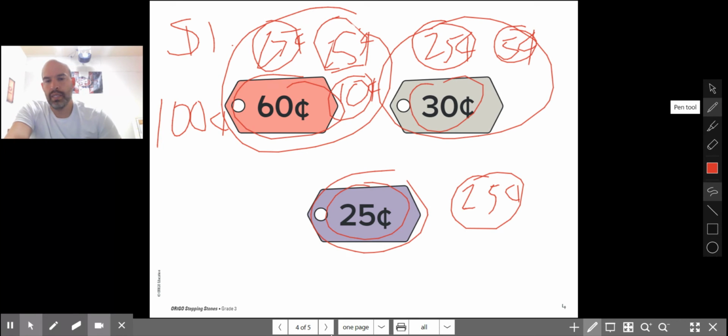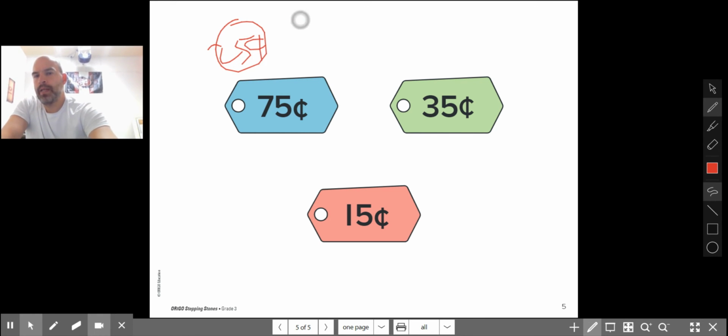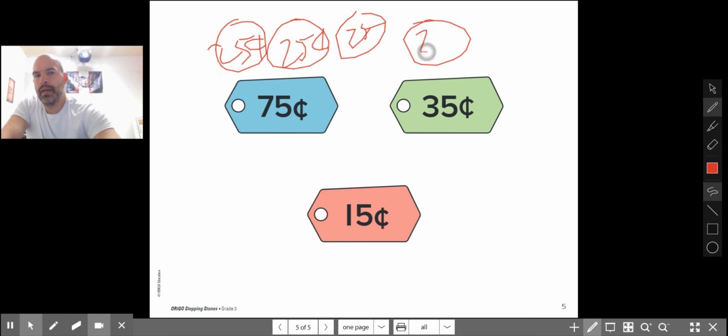All right, let's look at our last slide here. Now we have 3 different price tags, okay? So can I buy all 3 of these? What do you think? Well, let's look at that. So 3 quarters, correct, is equal to 75 cents. Then we have a quarter and a dime.